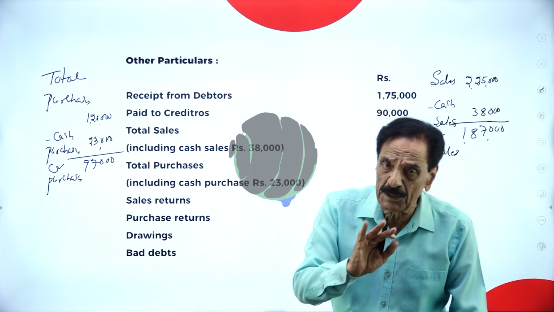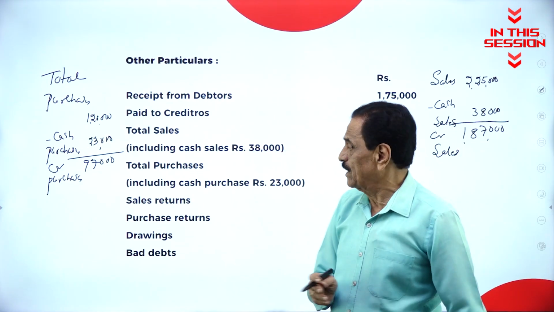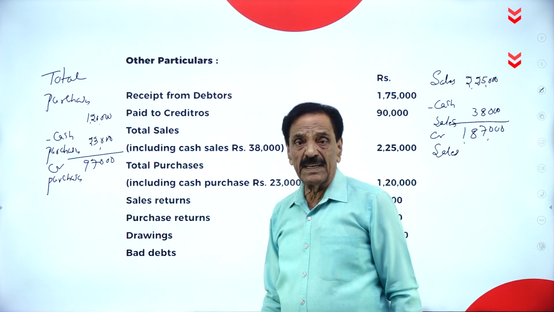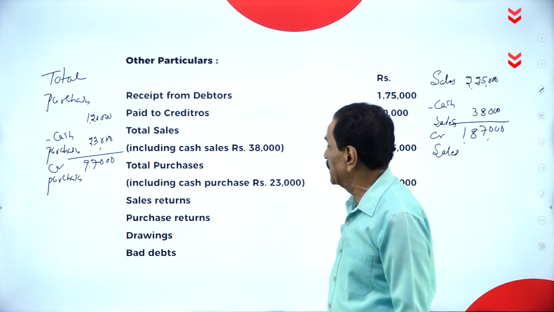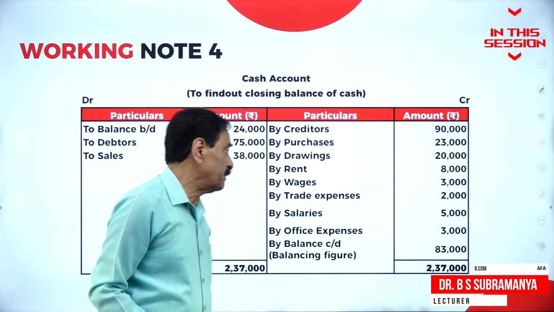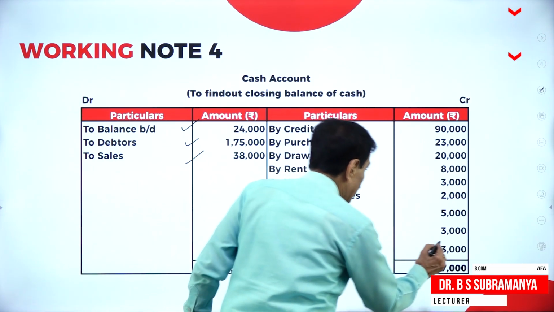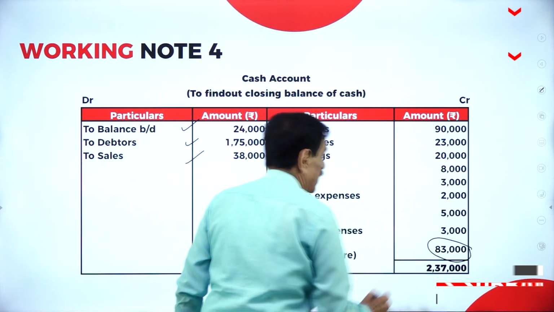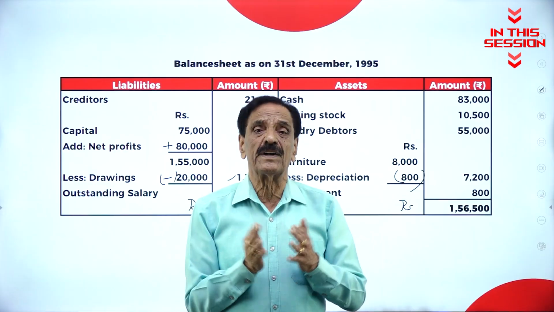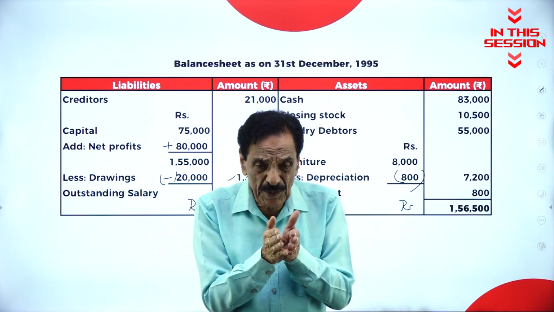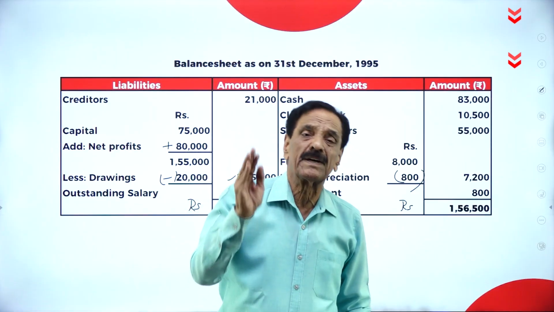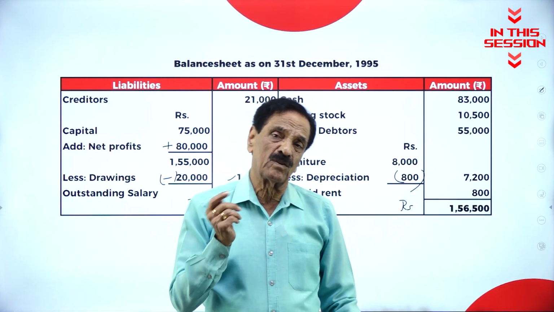It includes the cash purchase as well as the credit purchase. How much cash purchase gone? 23,000. What's the difference? 97,000 is the credit purchase. We pay the salary of 5,000. We paid the office expense of 3,000. The balance figure left over is 83,000. That is the closing cash. Then you prepare the cash account to find out the closing balance. You prepare a statement of affairs to find out the opening capital. Then you prepare a trading account, profit and loss account, and a balance sheet.